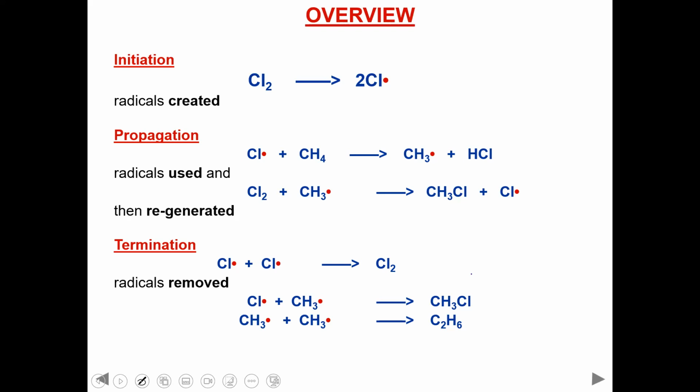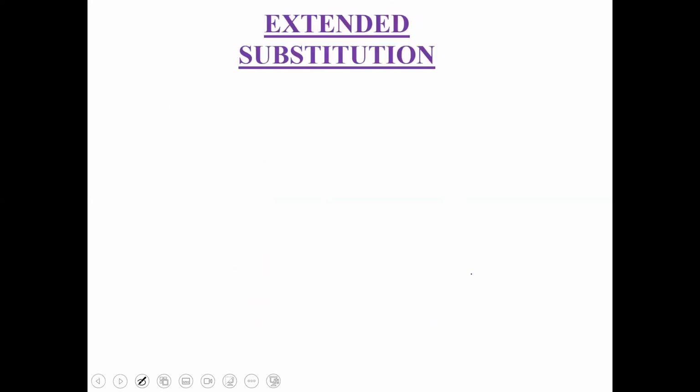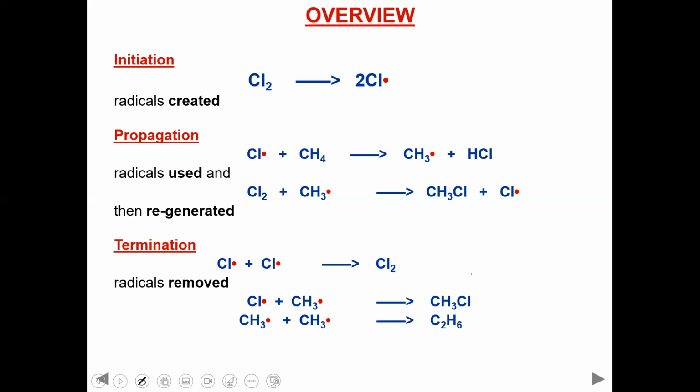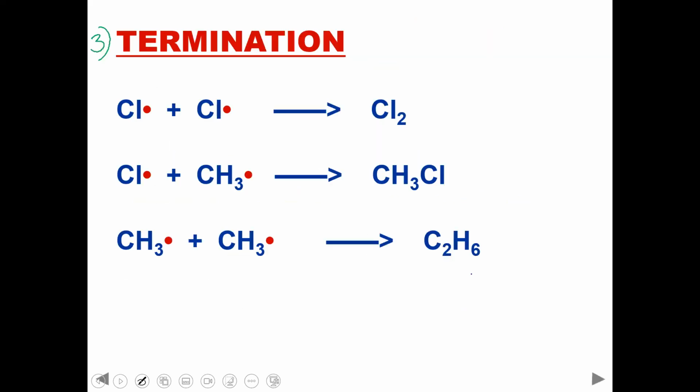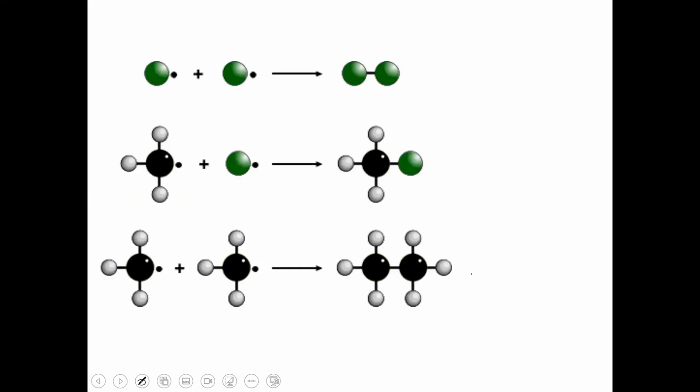What is the mechanism? The name of the mechanism is free radical substitution. In organic chemistry, there are names for every mechanism. The mechanism is initiation, propagation, termination. Now, write under it, this is called the free radical substitution mechanism.